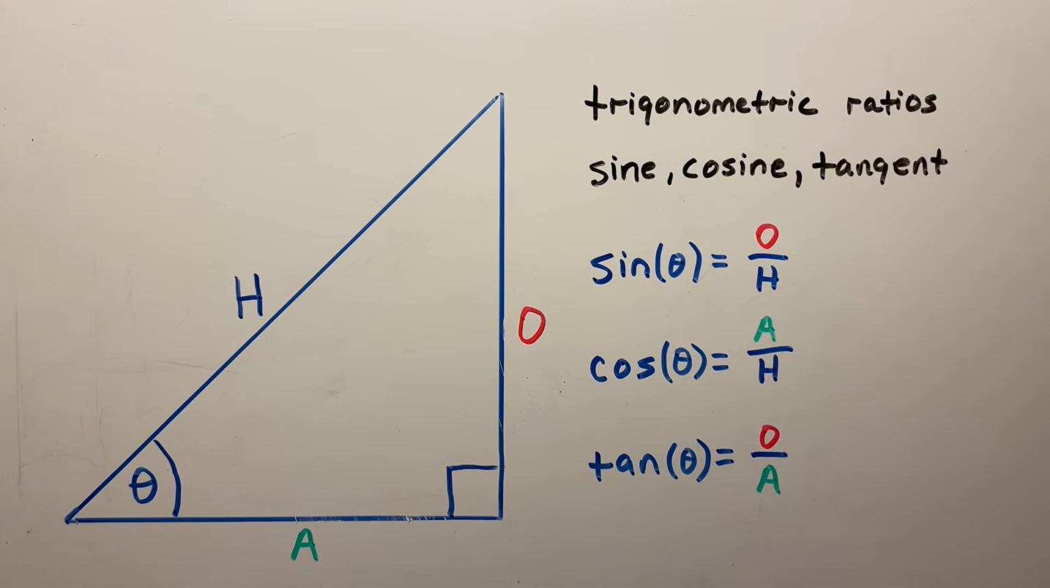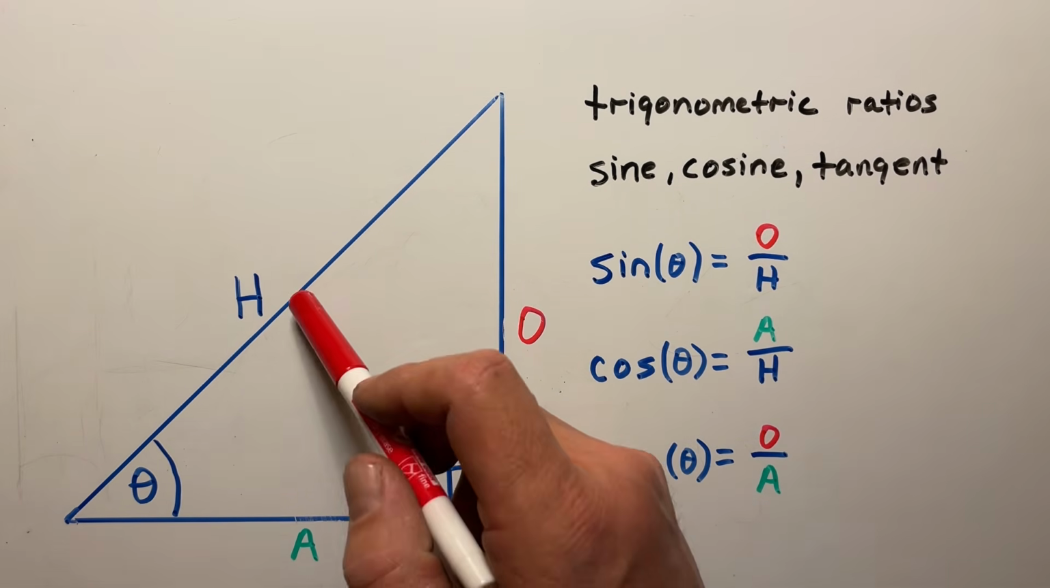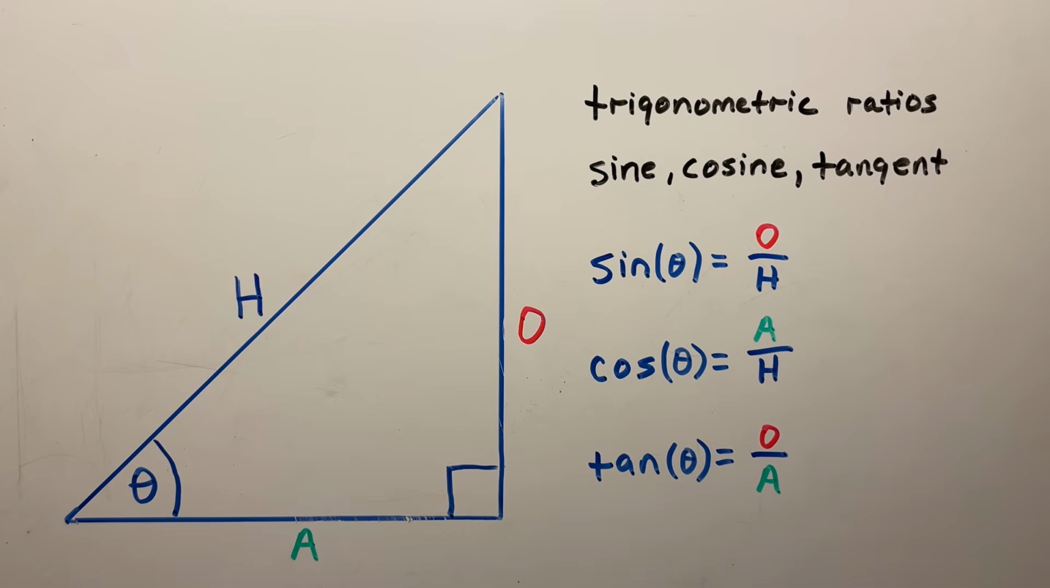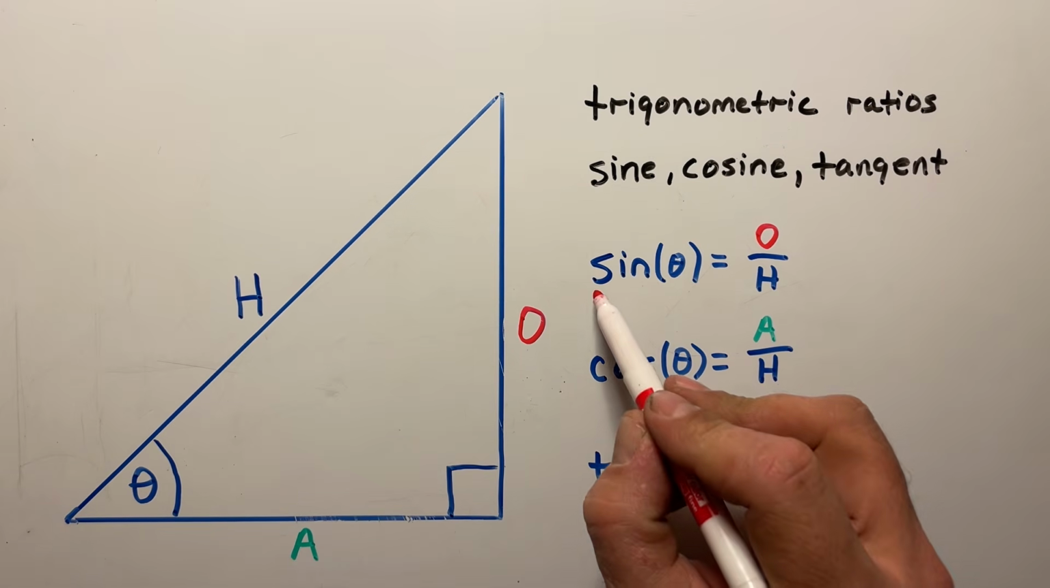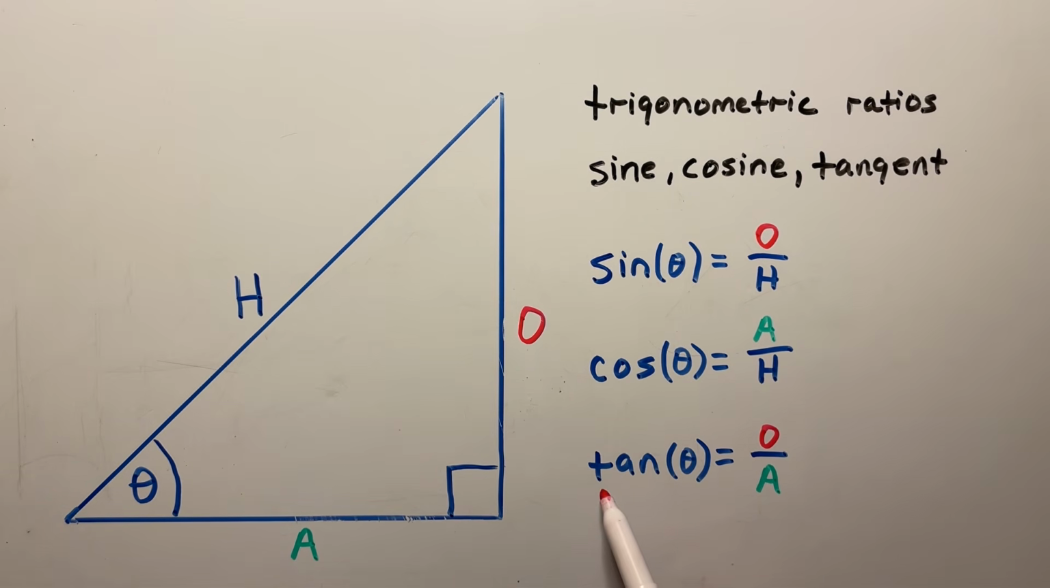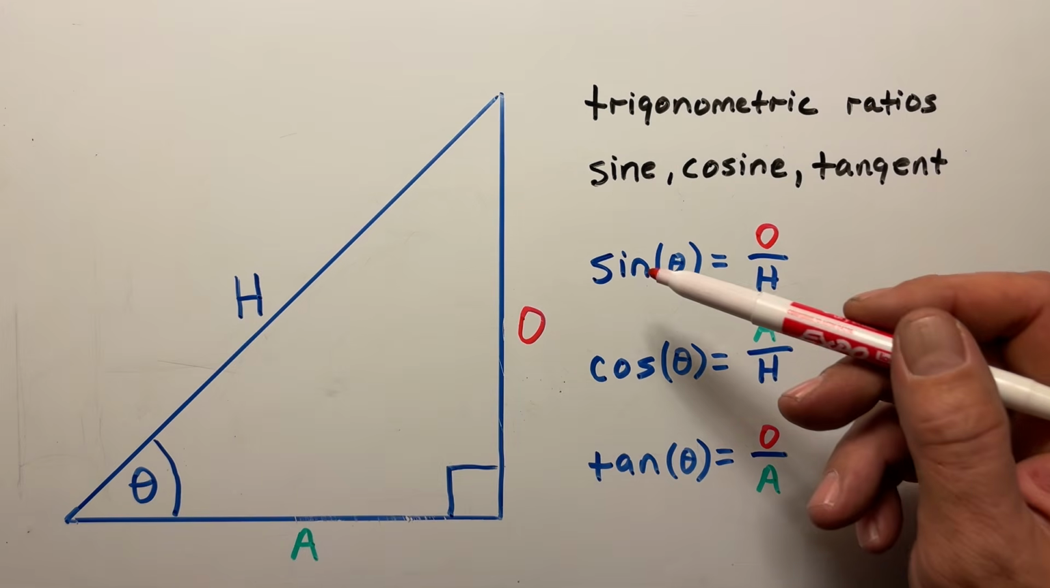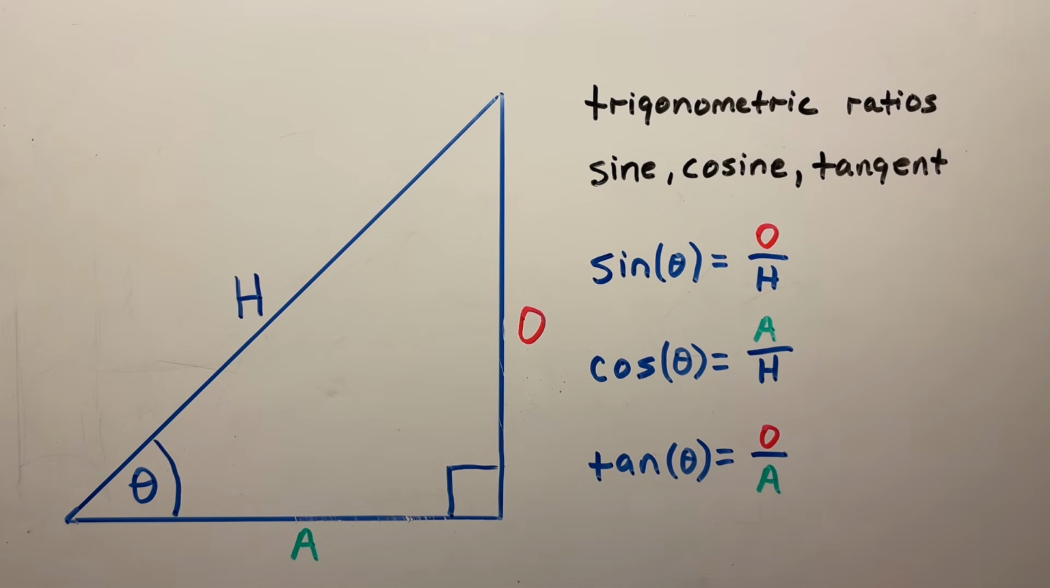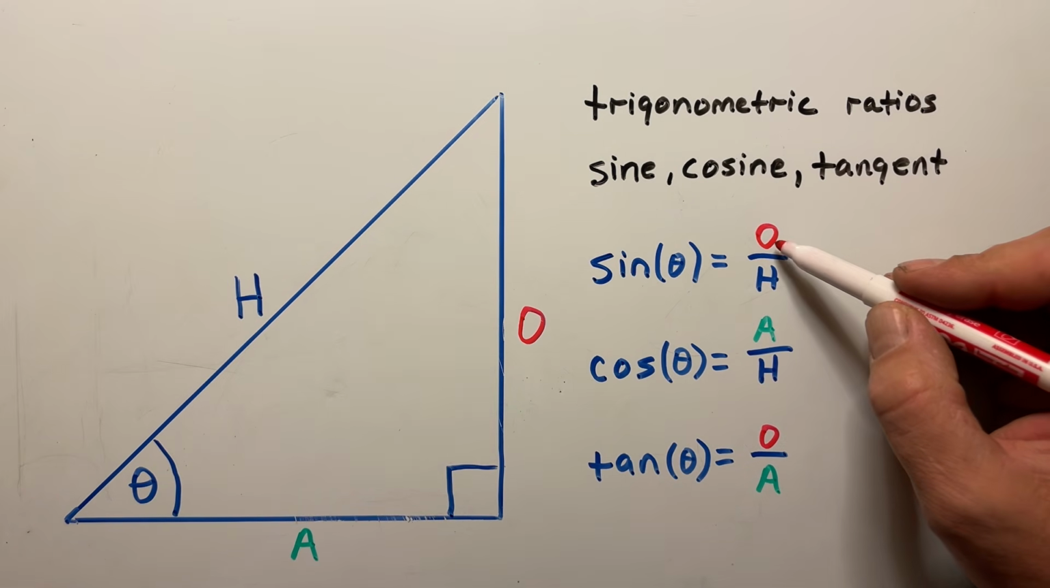And what they are, are just ratios of the sides of the triangle. So when you write them, they're abbreviated as sin, cos, and tan, commonly called sine, cosine, and tangent. And you'll find these on any scientific calculator or on any smartphone calculator in scientific mode. You'll find the trig ratios.